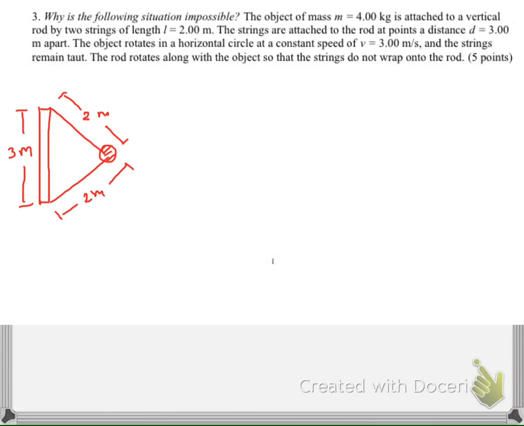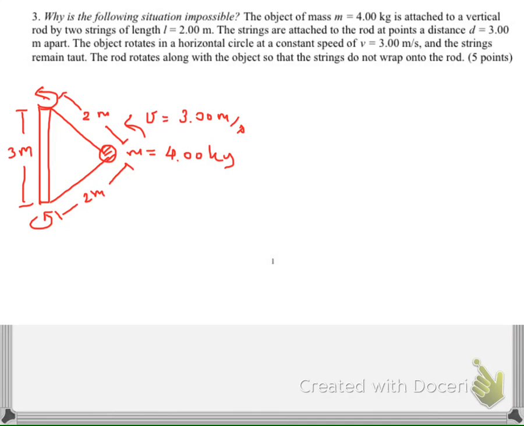Something like this. The mass of the object is 4.00 kilograms, and it is rotated with the velocity equal to 3.00 meters per second. And the system rotates like this.